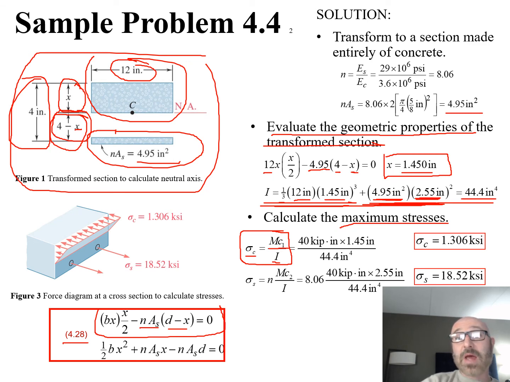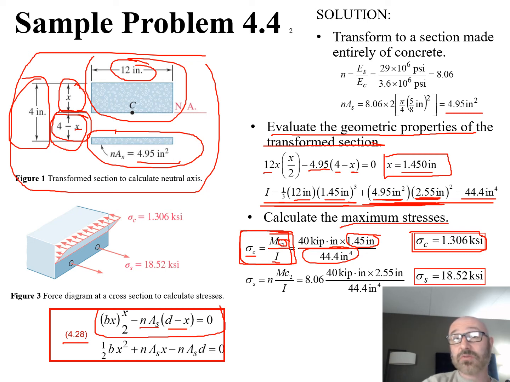So now we can come back down here to our maximum stress equation and plug values in, where M was given to us in the problem statement as 40 kip-inches. We now have the c value, the c1. Well, that is going to be the same as that 1.45 inches, our x. And then down here on the base we have our I value that we've just solved for. So this gives us our stress in the concrete of 1.306 ksi.